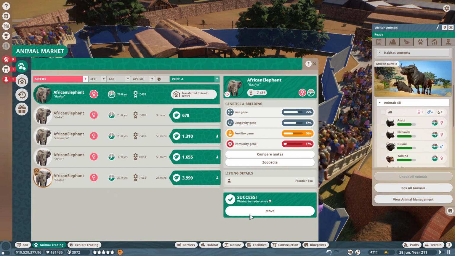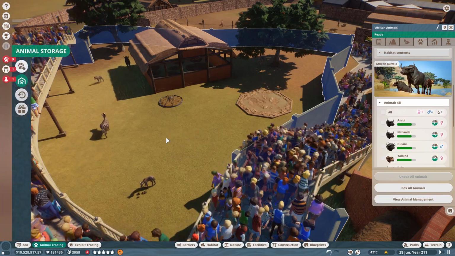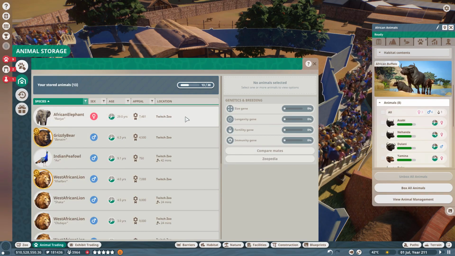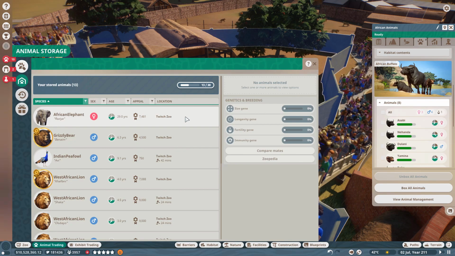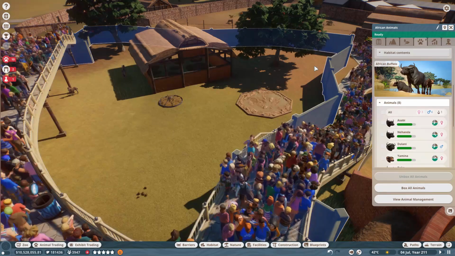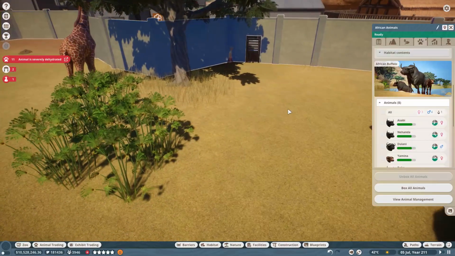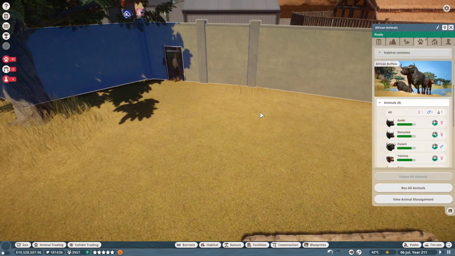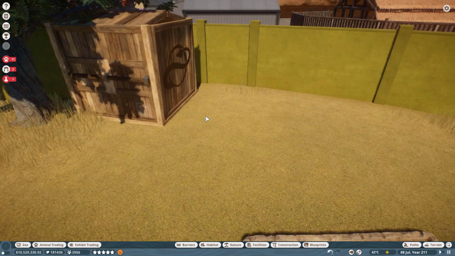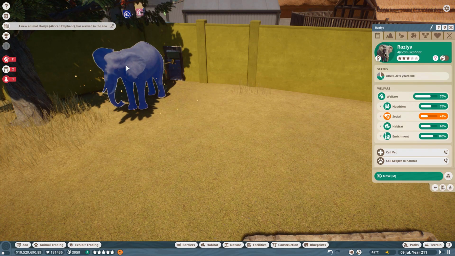So there are actually two ways of doing that. We can click move and move it directly into our zoo, or it will sit in our trade center for a while and then we can move it from there into our zoo. But what we'll do is we'll wait to have a look at our new elephant. And there we go, a lovely specimen.